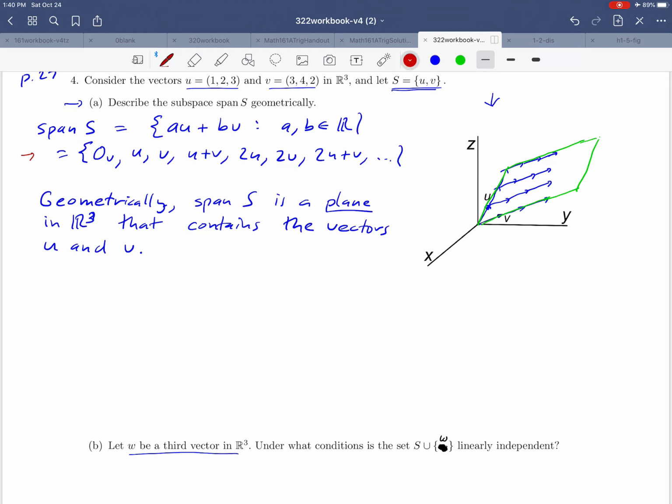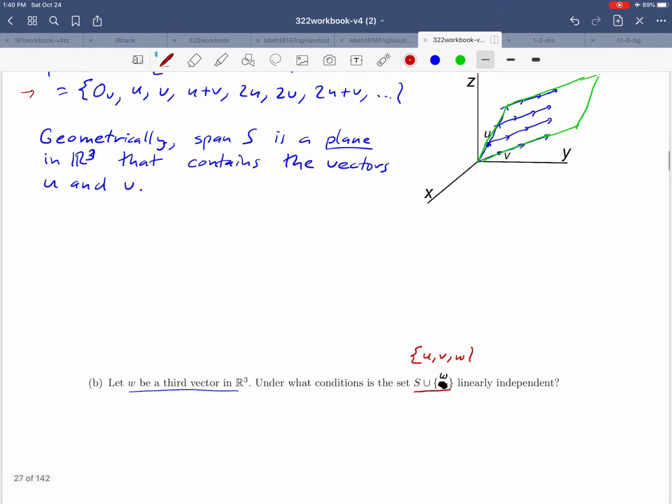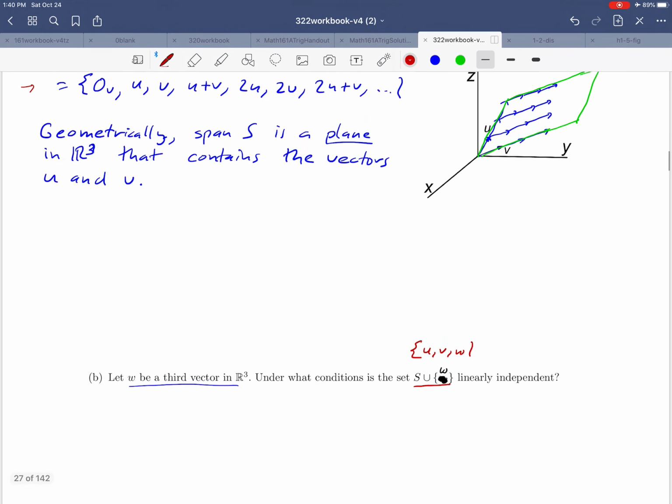Okay, I want to just make sure that you realize before we dive into this that S union W would just be a 3-vector set that would look like this: U, V, and W. We're interested in when that's linearly independent. Okay, so let's explore this a little bit. It's maybe a little easier in this case to think about the question the other way around. When would the set be linearly dependent?